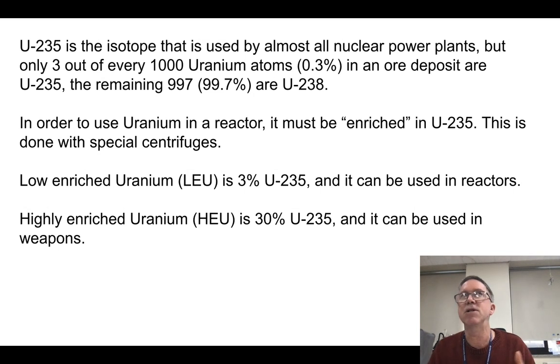If you've paid attention to the news, you might have heard that most countries in the world are concerned about Iran. Iran has a nuclear program. They say they're doing it to enrich the uranium in order to make nuclear power. But the same process by which you enrich things to make reactor grade uranium, which we call low enriched uranium, or LEU. Low enriched uranium is 3% uranium-235. It can be used in reactors, but it will never make a bomb.